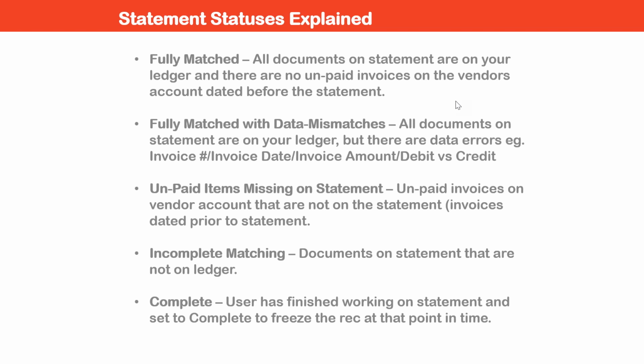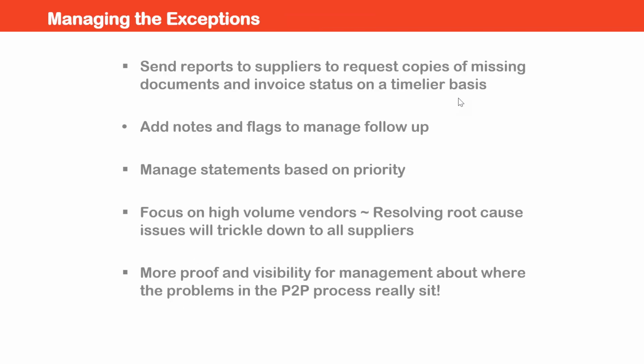So if I'm the manager of an AP department and I want to look at my critical suppliers at the end of the month, I want to see that I've got a statement that's dated this month, and I want to see all the statuses have been set to complete, which means my users have finished working on it. Now, when you then go in and you want to manage the exceptions, I've mentioned that you can send reports to suppliers. So if it's fully matched, you want to send a report. If you've got documents missing, you want to send a report to them to say, well, I've got all of these documents and here's the invoice status, but these ones are missing. So send them to this email address.